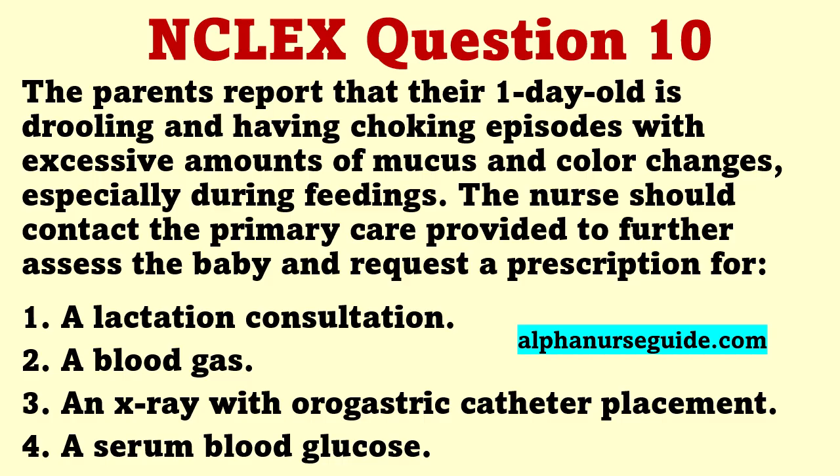The correct answer is 3. The drooling and excessive mucus production is highly suggestive of a tracheoesophageal fistula. The initial diagnosis is made when an orogastric catheter cannot be passed to the stomach.